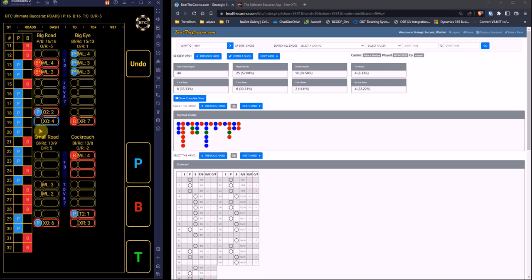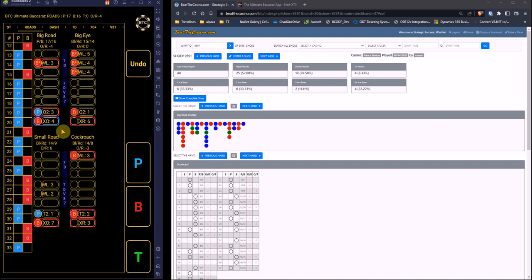XTB opposite in those two hands there has gone from hot to neutral to cold. Okay, so let's just get to the next event here. And back to player.